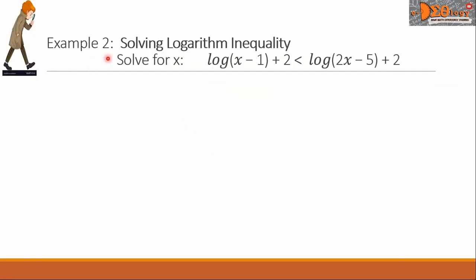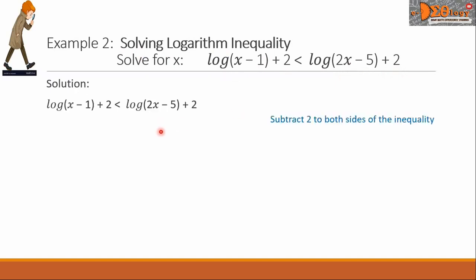Let us have example 2. And this is solving logarithm inequality. So the problem is to solve for x. The inequality is the log of the quantity x minus 1 then plus the constant 2 is less than the log of the quantity 2x minus 5 and then plus the constant 2. For our solution, let us copy again this inequality down here. And the next step is to subtract positive 2 to both sides of the inequality. We can see that both sides have the constant 2. So if we subtract 2 to both sides, the constant 2 here will be cancelled out.